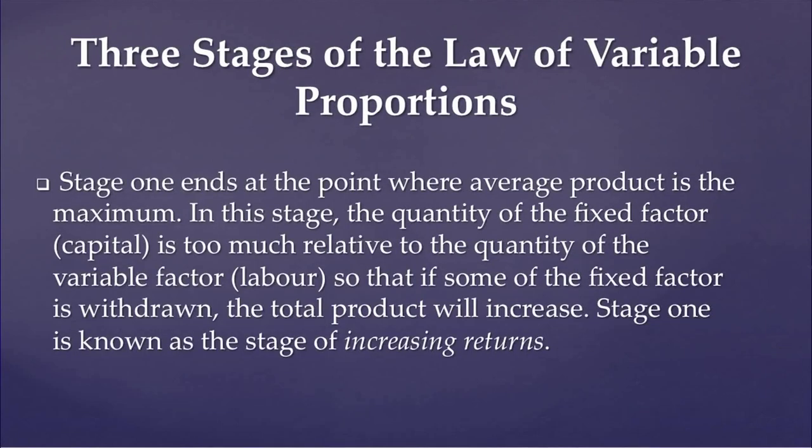From this point onwards, in stage 1, total output increases but at a slower rate. Stage 1 ends at a point where average product is the maximum. In this stage, the quantity of the fixed factor, that is capital, is too much relative to the quantity of the variable factor labor, so that if some of the fixed factor is withdrawn, the total product will increase. Stage 1 is known as the stage of increasing returns.